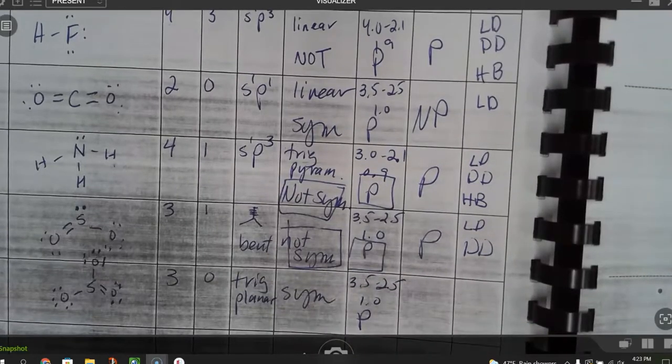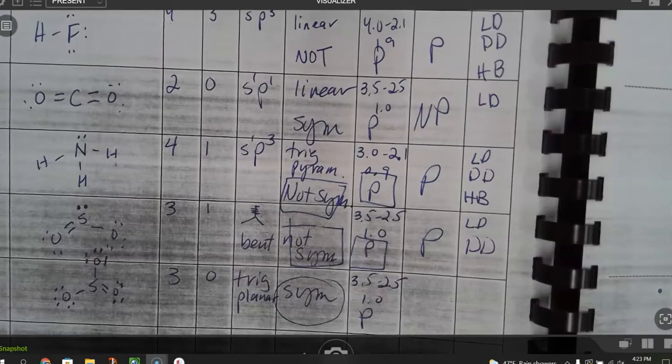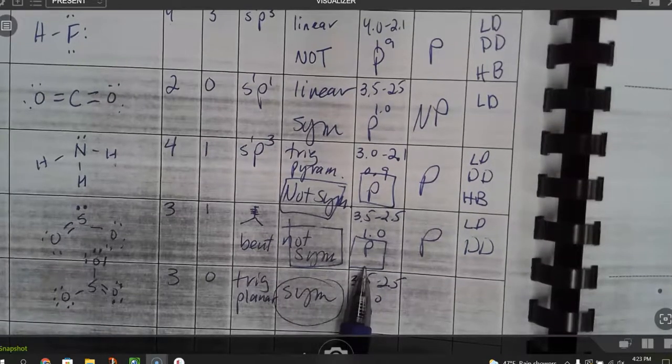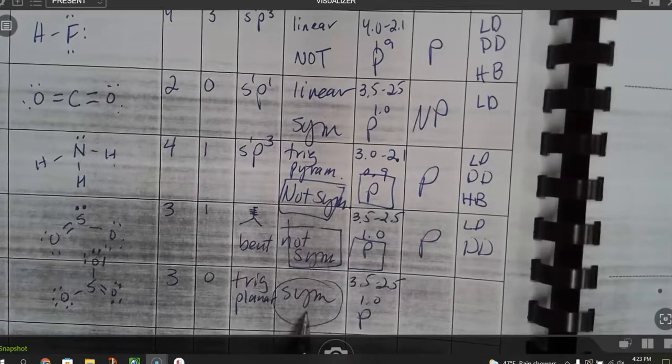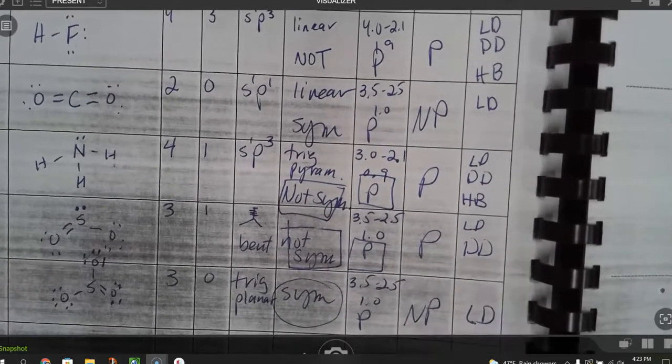Now, wait a minute. Do I have a polar or a non-polar molecule? It is symmetrical. That is not the characteristic of a polar molecule. I have to have not symmetrical and polar bonds in order to be a polar molecule. I have a symmetrical molecule, so it is non-polar, and the only thing I have is London dispersion.